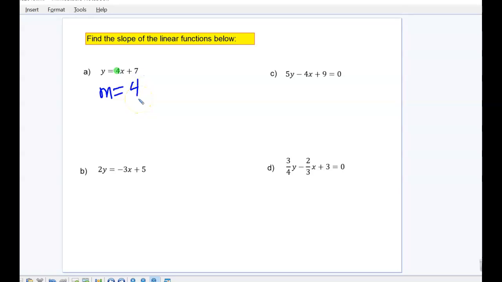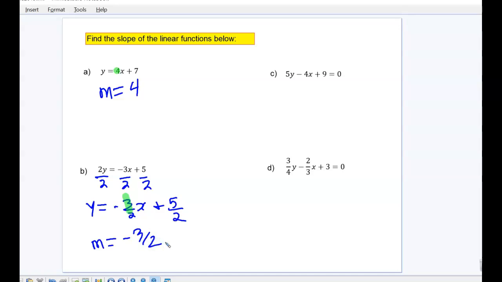So in this particular case, my slope is 4. Question B, I have to get y by itself. So to do that, I would have to divide every term by 2. So in this case, I'm going to get -3 over 2x plus 5 over 2. So this is my slope. My slope would be -3 over 2.